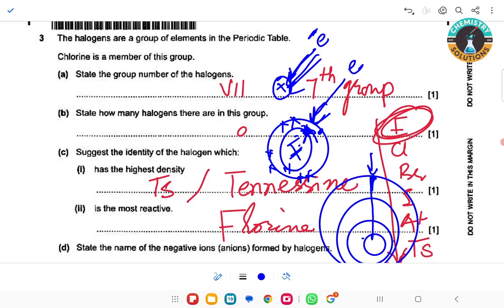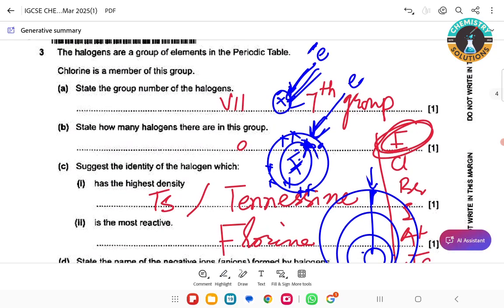So fluorine is the more reactive non-metal because it has to gain 1 electron and its radius is very small. So from the greater nuclear charge, it has a greater force of attraction. So move on towards the next question.